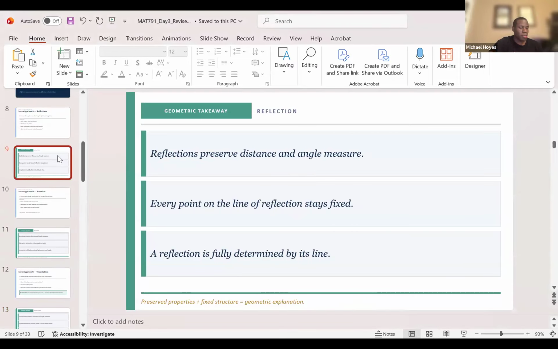Reflections preserve distance and angle measure. Every point on the line of reflection stays fixed. The reflection is fully determined by its line. Nothing else is needed to create a reflection besides the line of reflection. That's all we're saying there.